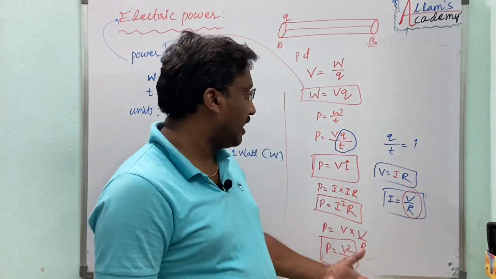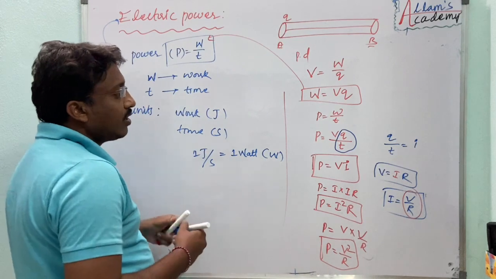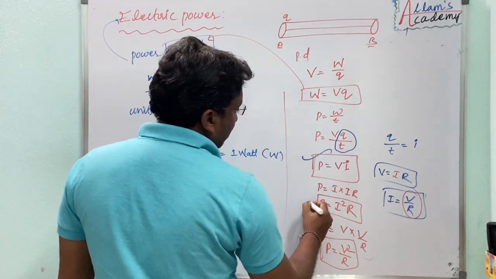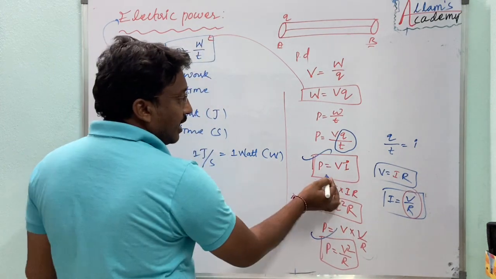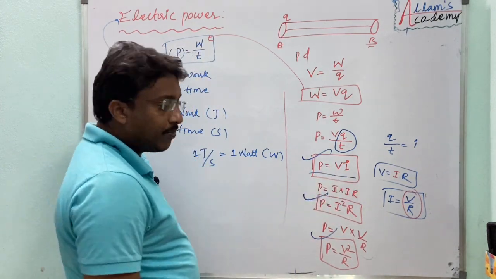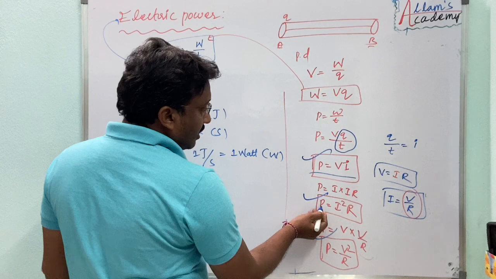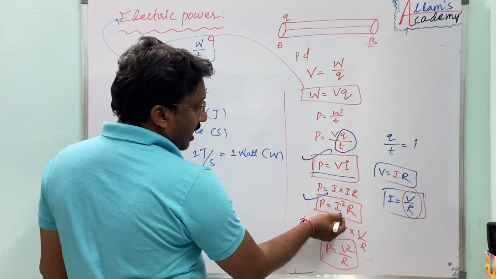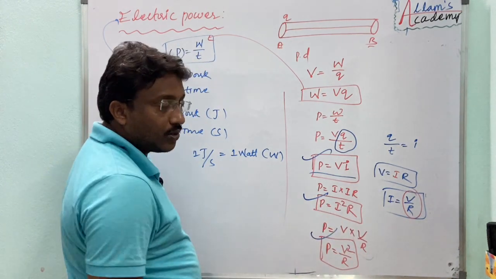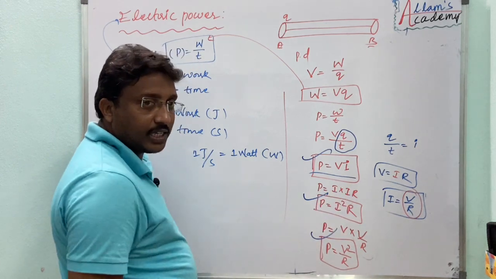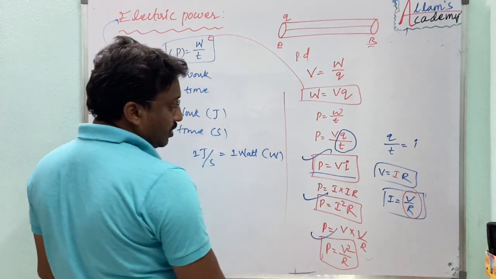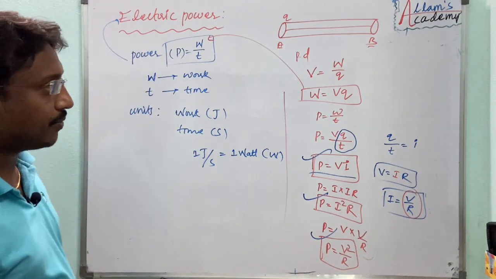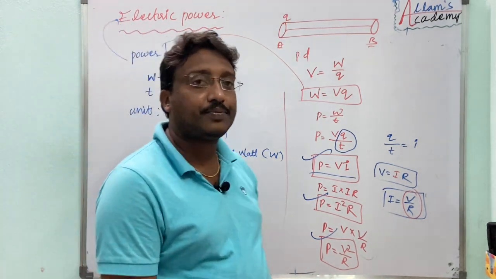So these are the three principles to find the power. When we know the potential difference and current, we use P equal to VI. When we know the current and resistor, we use P equal to I square R. If we know the potential difference and resistor, we use P equal to V square by R. So these are the principles.